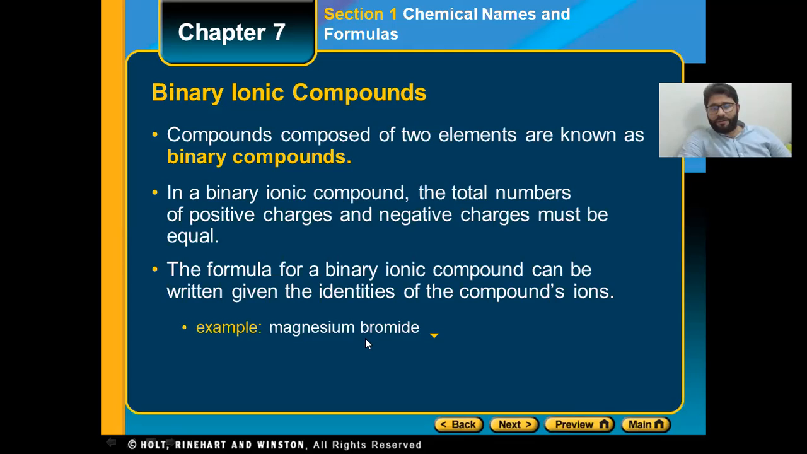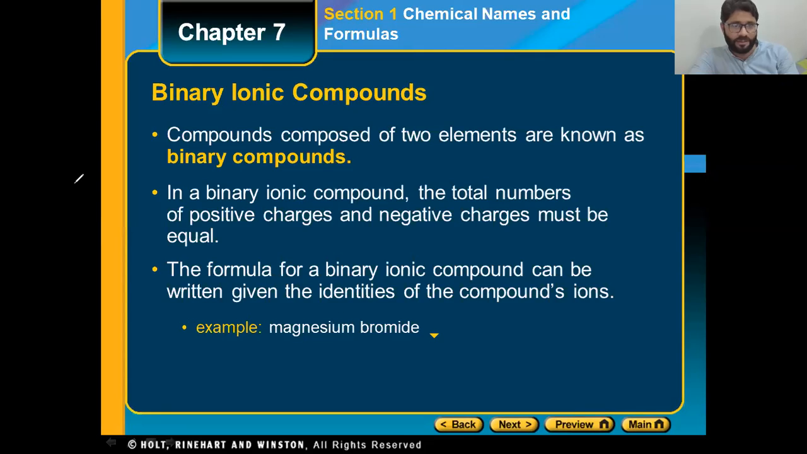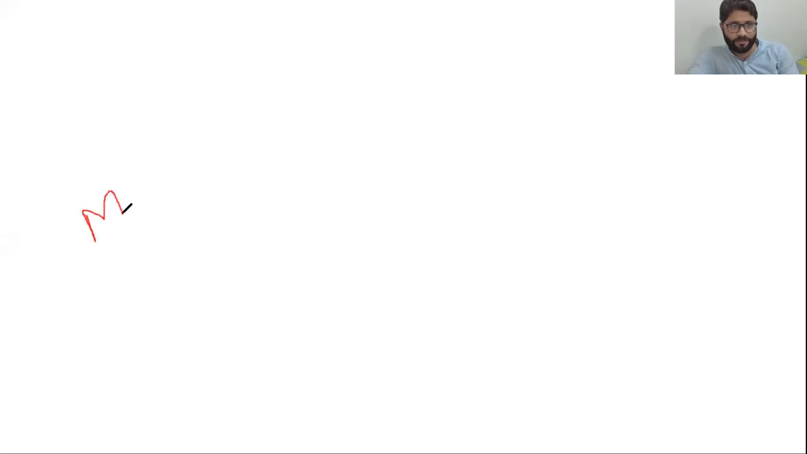So let's take the example of magnesium bromide. Magnesium is a member of group 2. Let me write it on the whiteboard and share it with you. Magnesium is a member of group 2, so it carries 2 positive charges.